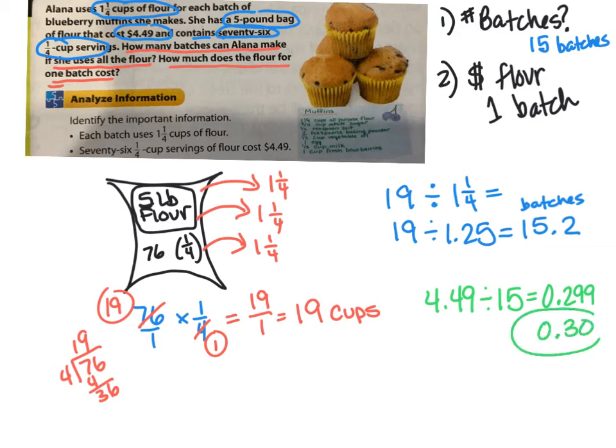It costs us 30 cents per batch for the flour. And there's our two answers. So things to watch out for. First, think things through. What piece of information would help you get to the next step? And then what piece of information helps you get to that next step? Also think things through too. What are each of your answers representing before you move on?